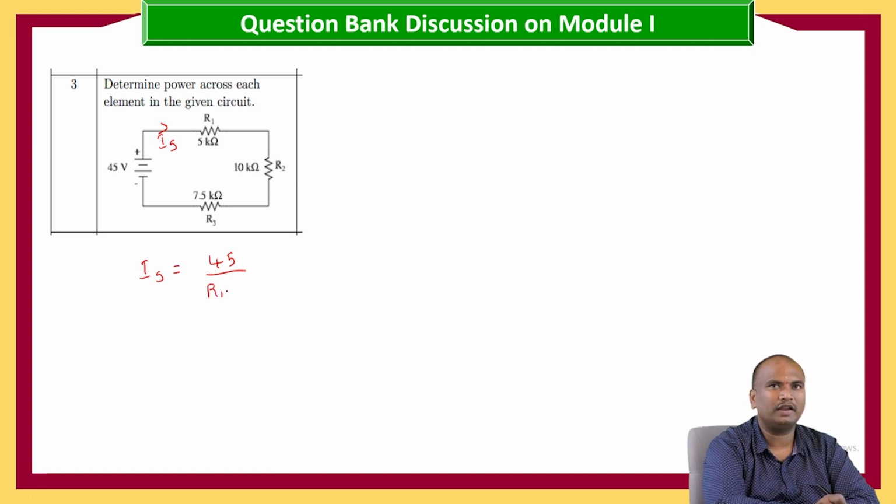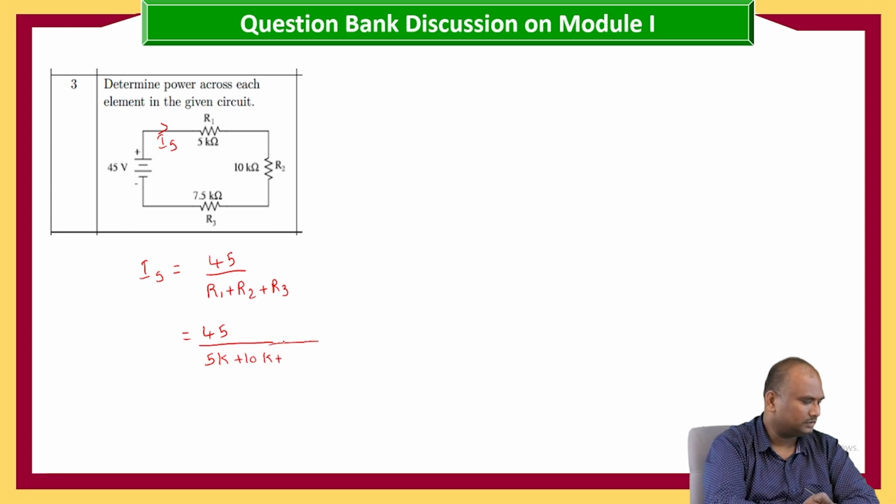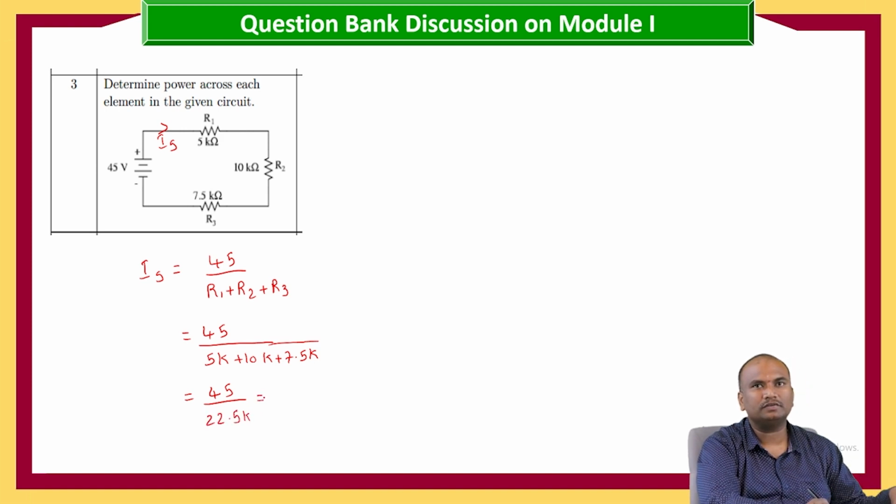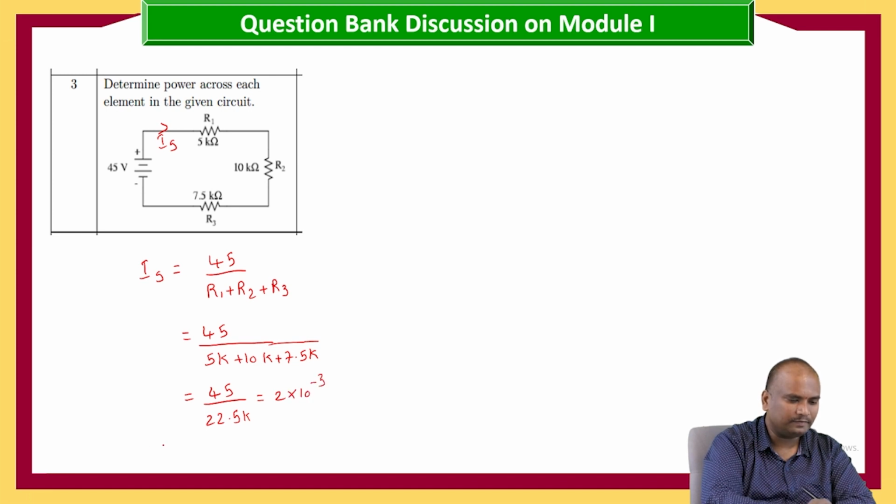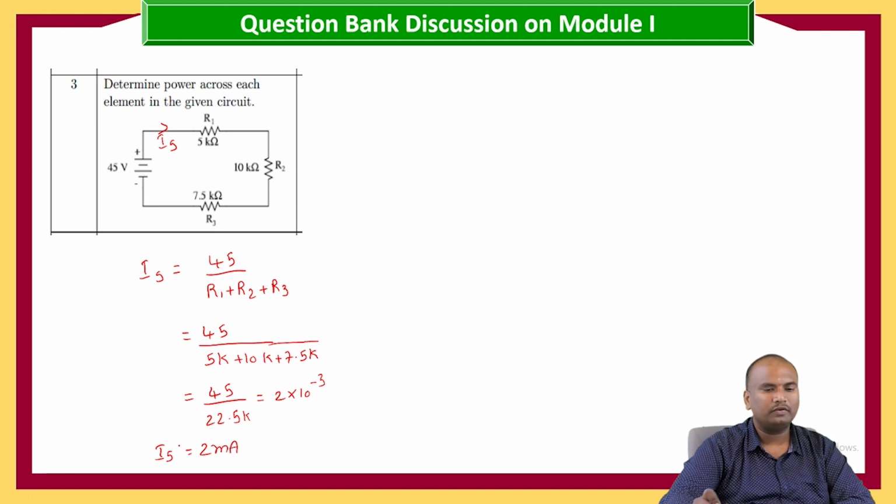Which is equal to 45 by R1 plus R2 plus R3, which is equal to 45 divided by 5 kilo plus 10 kilo plus 7.5 kilo, which is 45 by 22.5 kilo, equal to 2 into 10 to the power of minus 3. So Is is equal to 2 milliamperes.